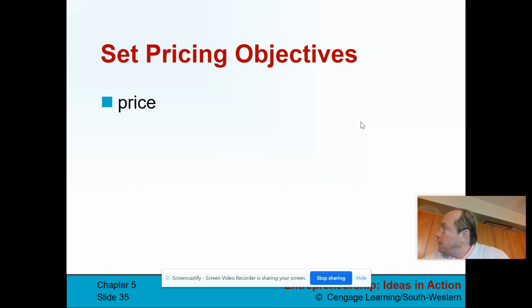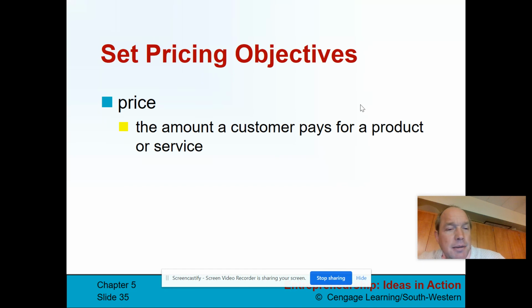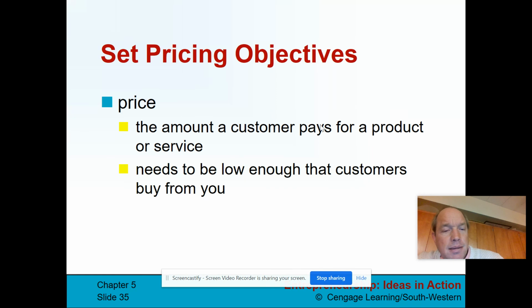Setting pricing objectives. Well, what is the price? It's the amount a customer pays for a product or service, and then it needs to be low enough that customers buy from you. If your price is too high, you're not going to get the amount of sales that you want.